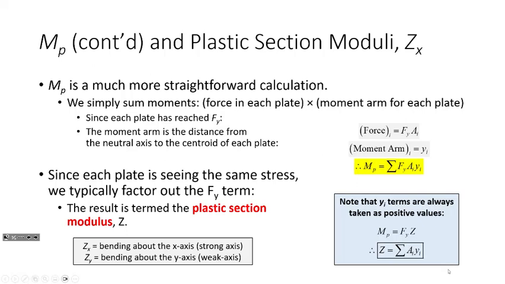This is a new section property, okay? If S is an elastic section modulus, I propose to you that we now have a new section property Z, which is a plastic section modulus, okay?